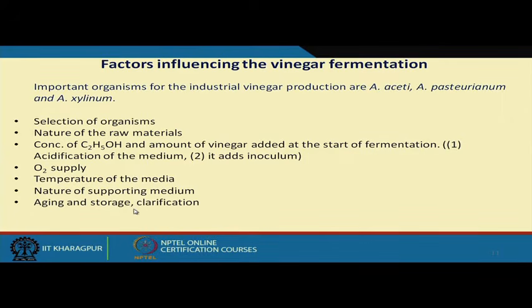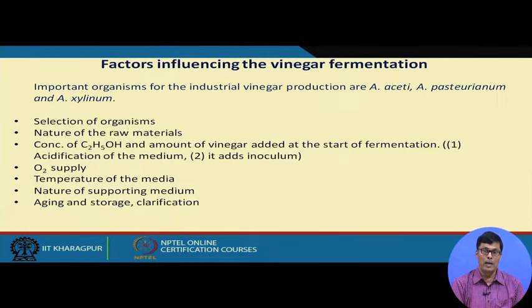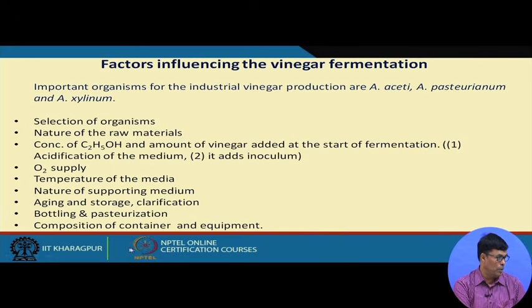And then aging and storage is very important, because during the aging process some alcohol and acid form esters that help to develop flavor. Clarification also takes place. Then we do the bottling and pasteurization. The composition of the containers and equipment also plays a very important role, because acetic acid has corrosive properties.